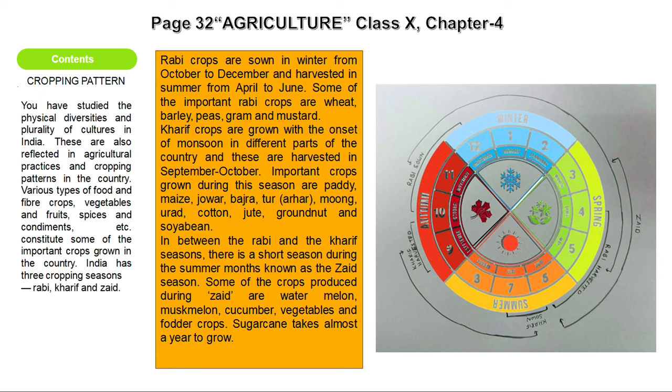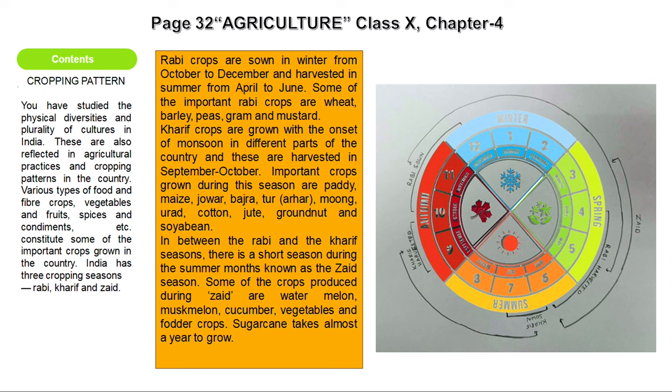In between the Rabi and Kharif crops, there is a short season. If you see, there is a short season that is called Zaid basically. These are the short seasons during the months known as Zaid. Some of the crops produced during the Zaid, you may be well aware, watermelon starts coming to the market when it is very dry season. Muskmelon comes, cucumber, lots of markets are flooded with cucumber, vegetables, fodder crops, sugarcane. Sugarcane actually takes almost a year to grow. It is grown in the various seasons.